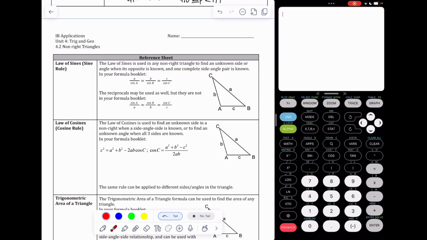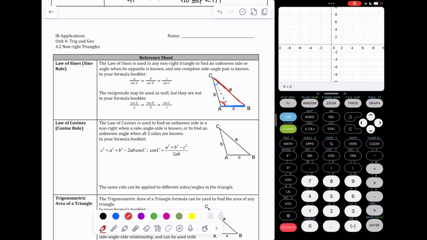What a side angle pair is, is when we're given a side and the angle across from it. So that's a pair, C and C. They're across from each other. Another one, angle A, side A, that's a pair because they're across from each other. And then lastly, B and B would be another side angle pair because we have the side and the angle across from it. As long as we have one complete pair and one other piece of information, we can find whatever we want.